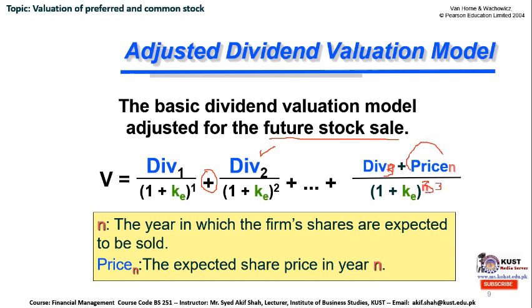And then definitely the price of the shares shall also be realized at the end of time period 3. So it may also be discounted back to time 0 in order to calculate the value for this stock. Here n represents the year in which the firm's shares are expected to be sold. Like in our case, we have 3 time periods to sell out this stock, and price represents the expected share price in year 3.